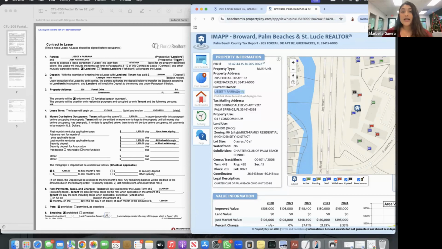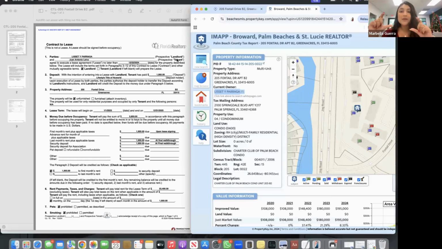Now, in the second line of paragraph number 1, there's the prospective tenant. That is where you're going to put your client's information. Normally, when you send an offer for a rental, you ask for their IDs, you ask for their proof of income, whether that be last 3 months bank statements, or whether that be last 4 to 5 pay stubs, whatever proof of income they have.